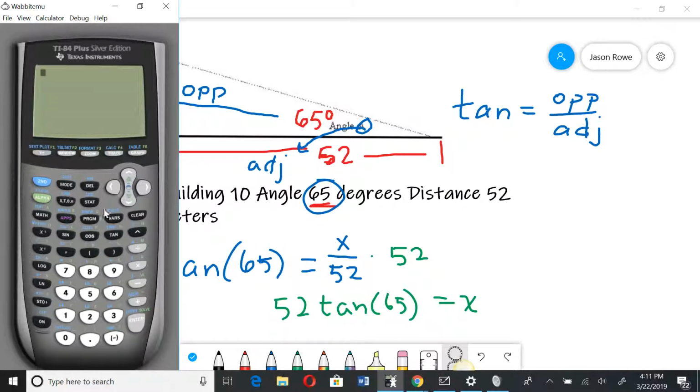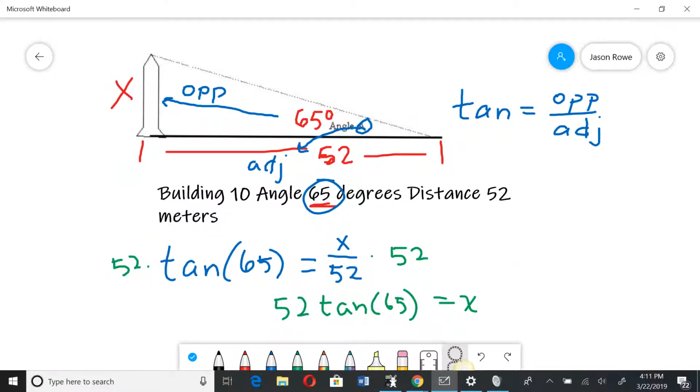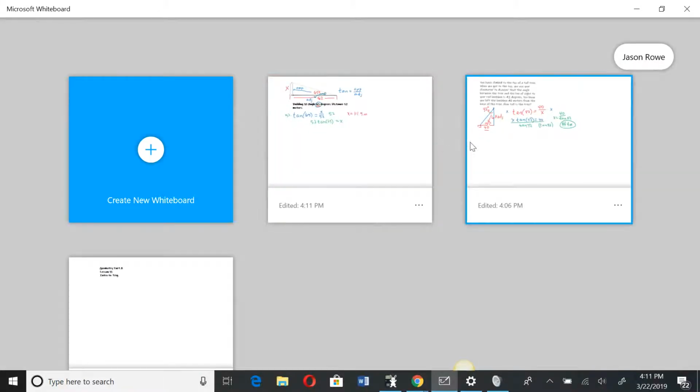So all we have to do now is just do this calculation. We're going to go 52 times the tangent of 65, and that is 111 and 5/10 meters, so approximately. So x will be approximately 111.5 meters. So that's how you do those building problems. They're all pretty much the same problem.